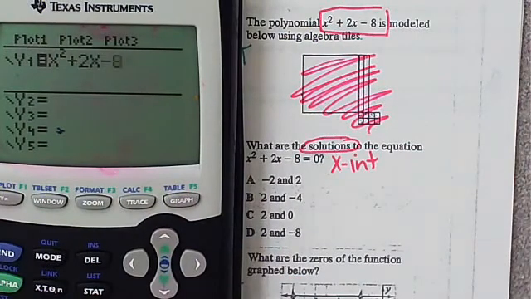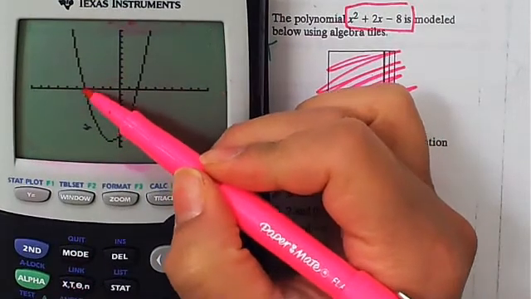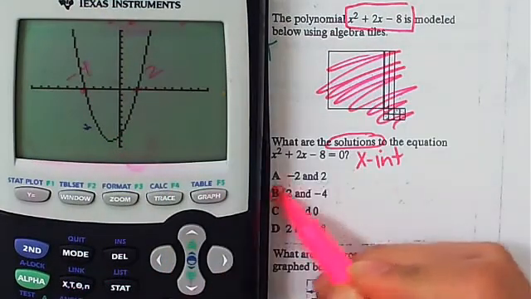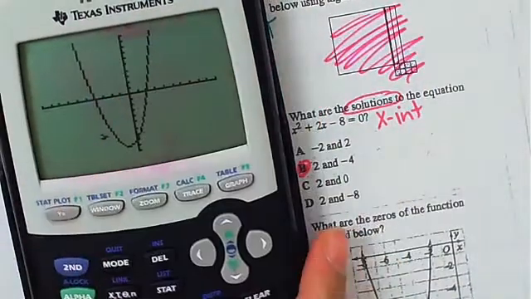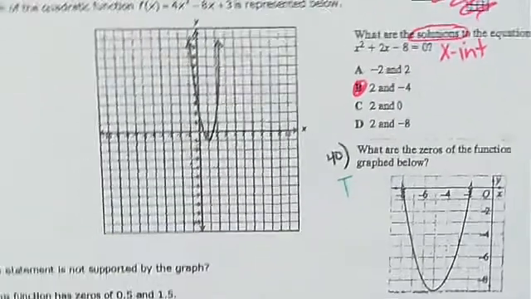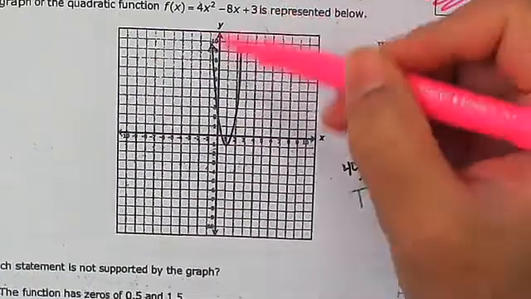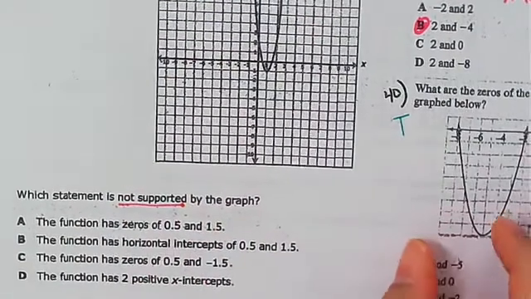So you graph it. X squared plus 2x minus 8. Graph. -4 and 2. So it's B. Make sure you pause this and go at your own pace. You just have to make sure you understand these questions and you write all the notes.